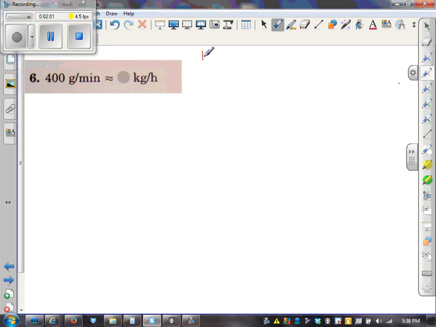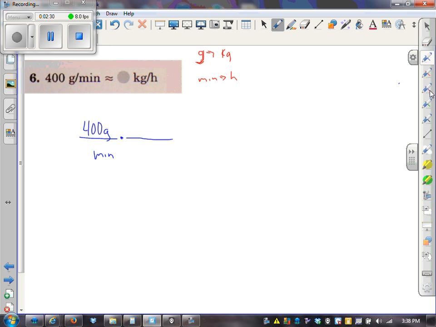We're going to take grams directly to kilograms, and then minutes to hours, right? And do we know of a direct minute to hour conversion? Of course, there's 60 minutes in 1 hour, so we're just going to go straight over. Right? We're going to write this as a fraction, 400 grams per 1 minute, and then we're going to multiply it by a new fraction.